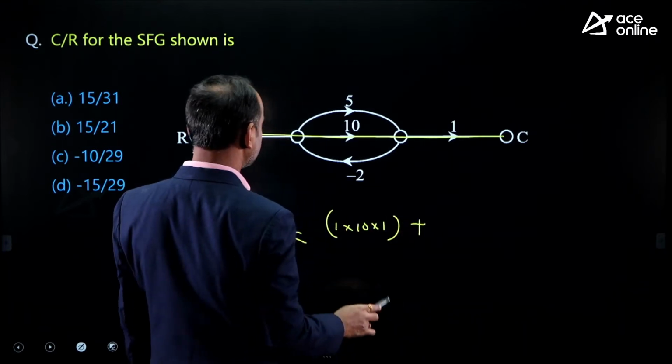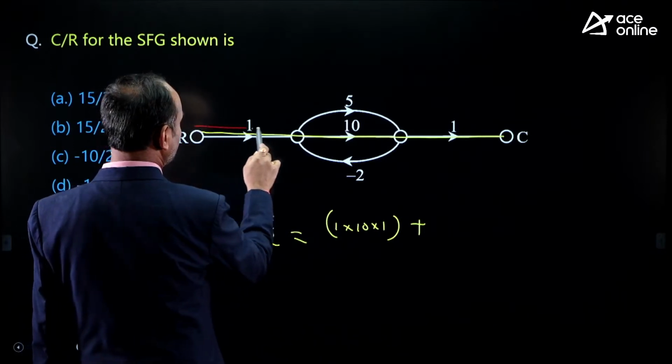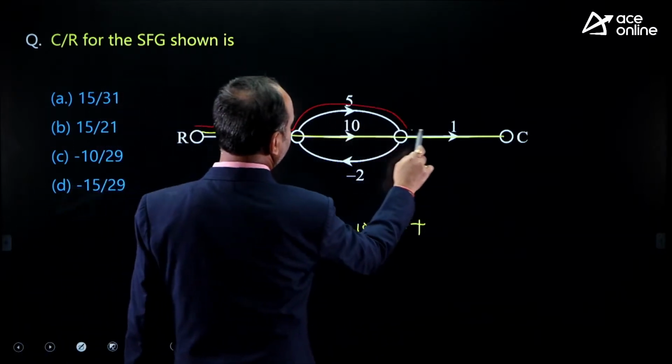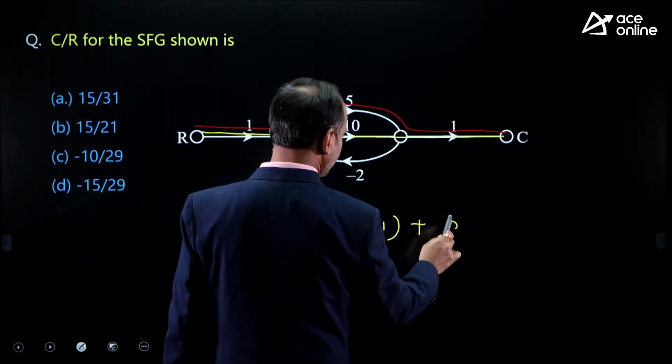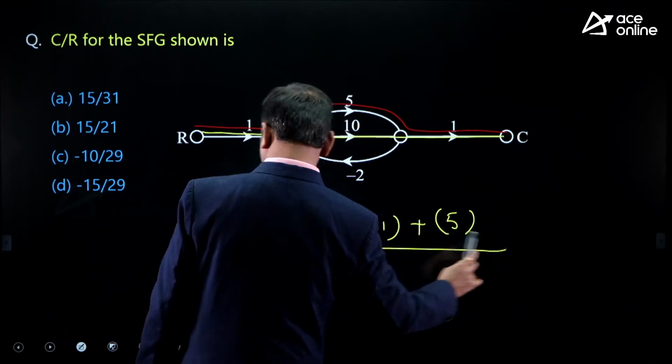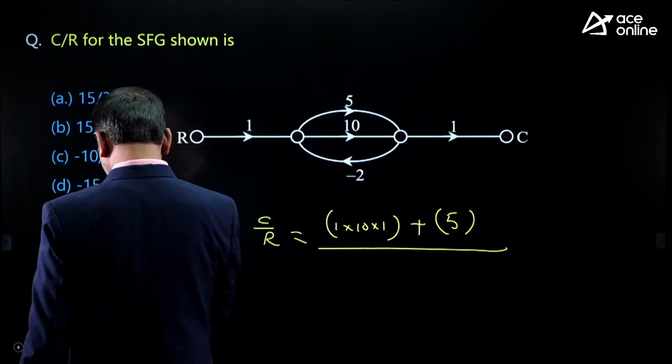Sum of the forward paths, now plus one more forward path is also there. We can reach the output from the input. Yes, this forward path gain is only 5. So plus 5. The forward paths are completed. Now after forward paths, loops here.